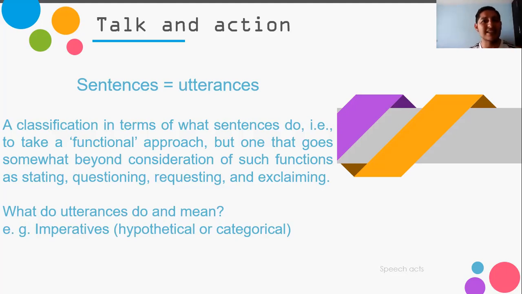We have even tried to work out a semantic or logical structure for each utterance. However, a classification in terms of what sentences do, okay, would take a functional approach that goes beyond consideration of such functions as stating, questioning, requesting, exclaiming, but that explores the nature of meaning and the use in particular cases, would question meaning itself. What do utterances do and mean? And one example could be what philosophers have studied and argued with regard to imperative sentences.